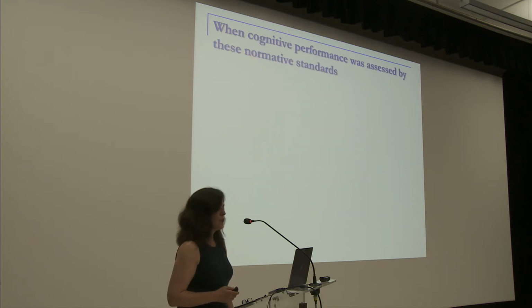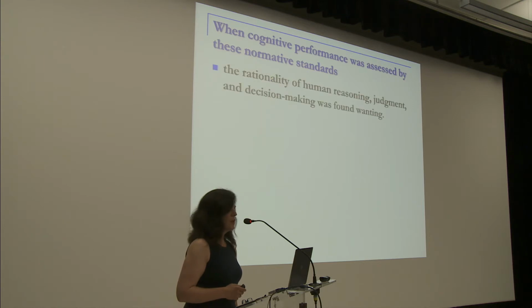So when cognitive performance was assessed by these normative standards, the rationality of human reasoning, judgment, and decision-making was found wanting. There were systematic errors in deductive reasoning and hypothesis testing, violations of probability theory, preference reversals that violate the axiom of transitivity in rational choice theory. There seemed to be excess altruism. People's behavior did not seem to be explained by the axioms of rational choice plus Homo economicus type preferences. And there was an inconsistent use of moral principles, where it looked like people flip-flop between deontic and utilitarian judgments.